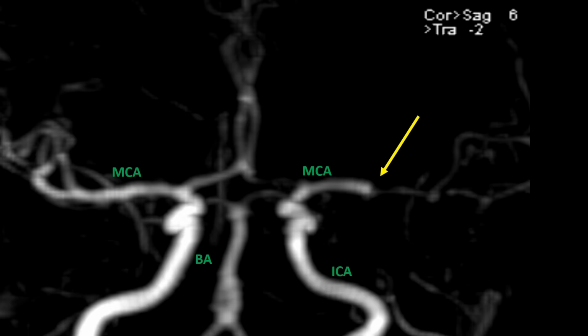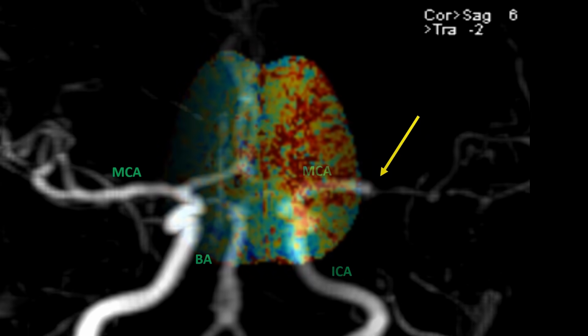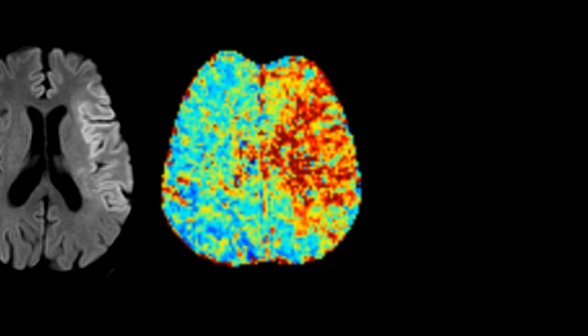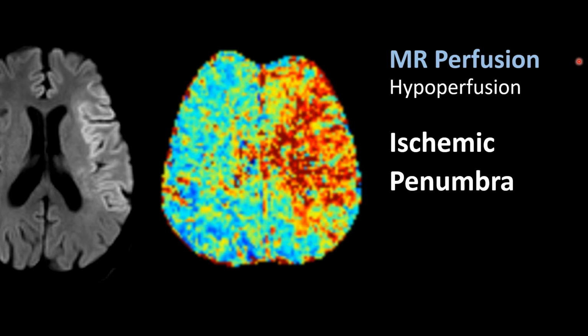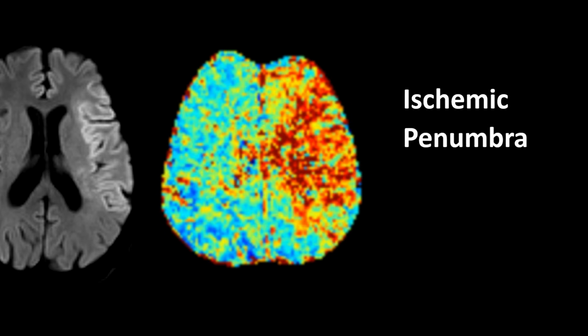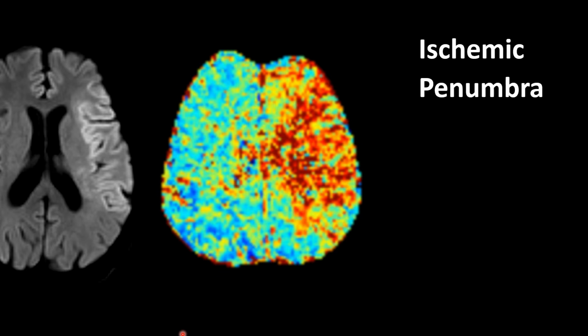You might have noticed there is this abrupt narrowing of the left MCA, so this could be because of a thrombus. On MR perfusion, we see this large area of hypoperfusion, which is suggestive of an ischemic penumbra, which means that this is the region which is prone to infarction. It has not undergone infarction yet, but it is prone to infarction.